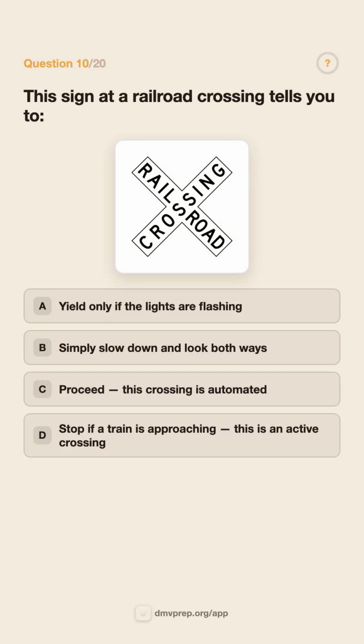Question 10. This sign at a railroad crossing tells you to: A. Yield only if the lights are flashing. B. Simply slow down and look both ways. C. Proceed, this crossing is automated. D. Stop if a train is approaching, this is an active crossing.